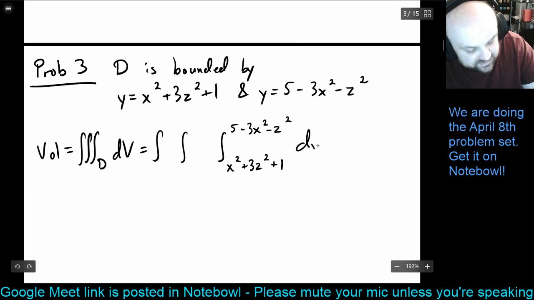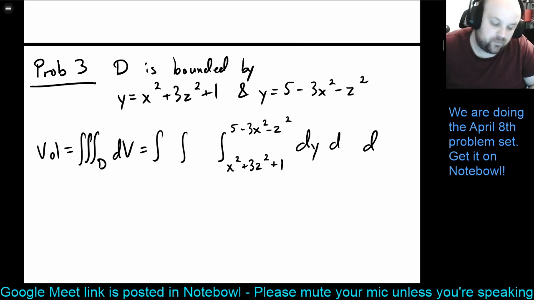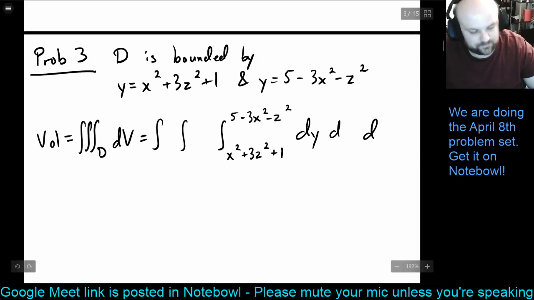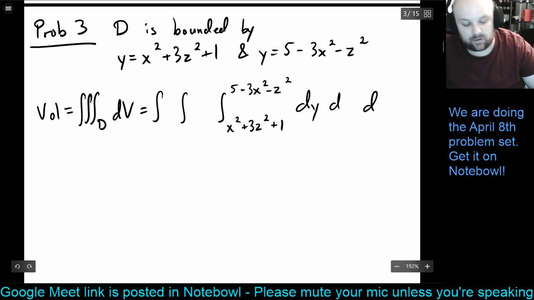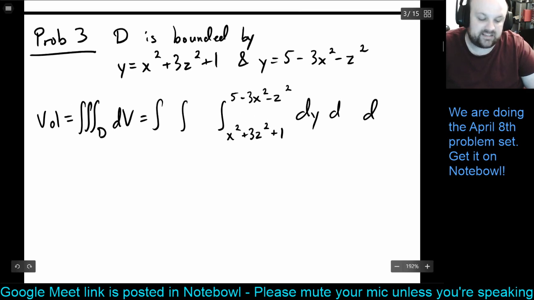All right, so this is dy. And then now we have a choice to make for the other two. So before we do that, though, we need to figure out, well, what is the region that we're integrating with respect to? Or what is the shadow of this? In this case, in the xz plane, right?